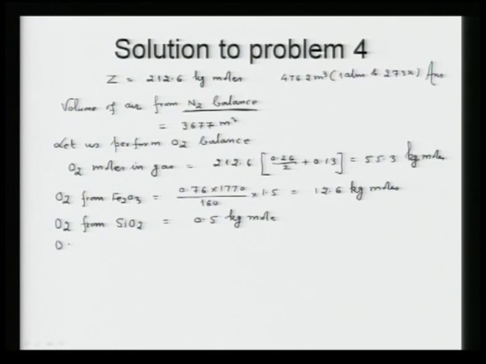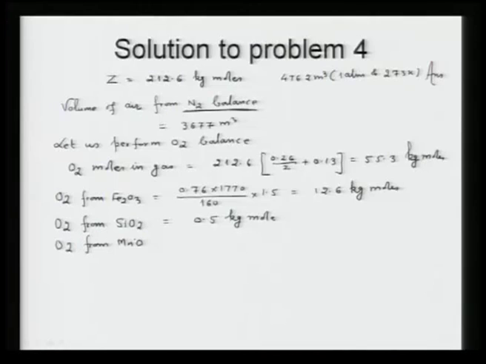Similarly, oxygen from MnO reduction: you have to calculate the amount of MnO that is entering, the Mn equivalent to MnO in pig iron, and that oxygen will be entering into the gases. So, oxygen from MnO reduction is equal to 0.07 kg mole. Then O2 from CaCO3 is straight away 5.18 kg mole.